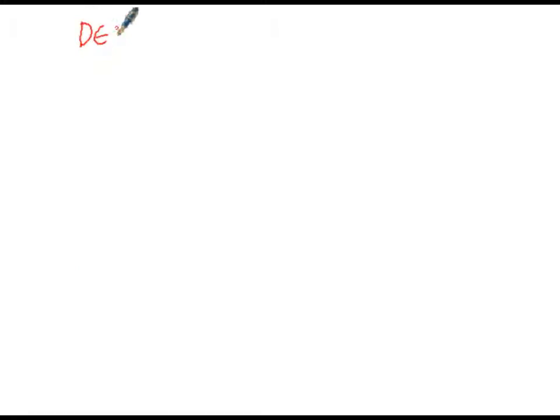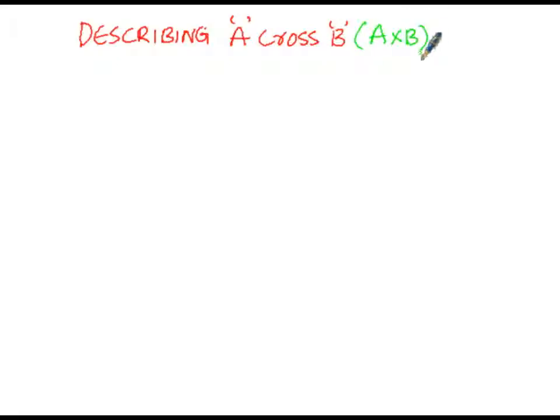Describing A cross B. Say here A cross B in the notation, so we can write it as A into B. It can be represented by A into B, but it is read as A cross B.